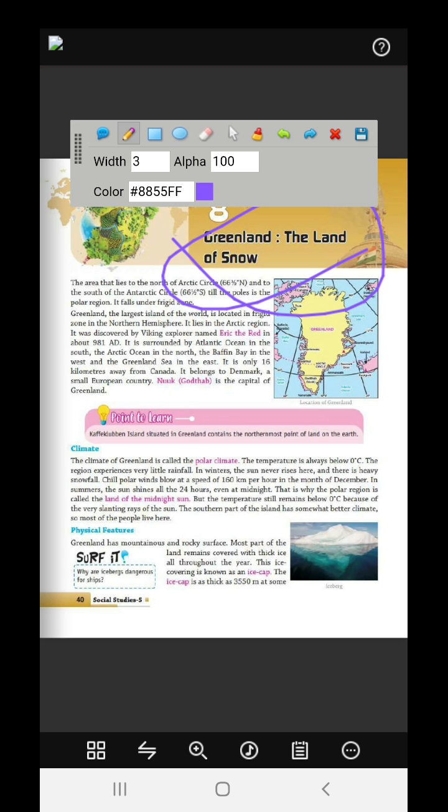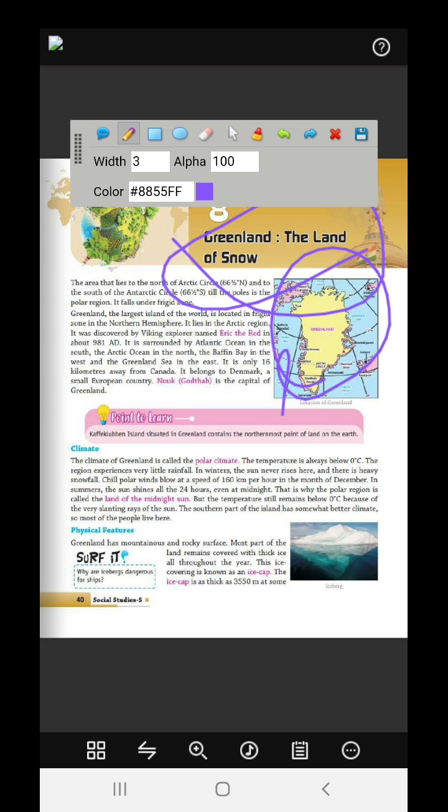If you just take a look at your atlas, when you take a look at the position of Greenland, you will see all these features located in different directions of Greenland. Okay, so it is only 16 kilometers away from Canada. It belongs to Denmark, the small country in Europe. But Canada has no power over Greenland, though it's near to Canada. Denmark, which is far, far away in Europe, has power over Greenland.